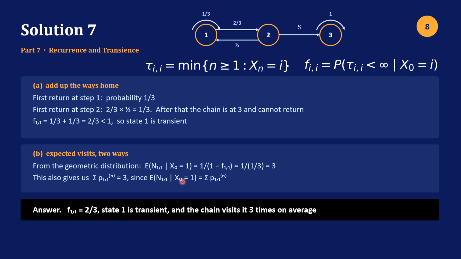State 1 is transient. State 2 is transient. State 3 is recurrent. Obviously, you can't come out of that, so once you're in there, you keep recurring. And the chain visits state 1 three times on average.